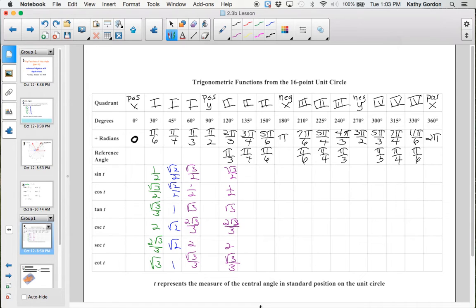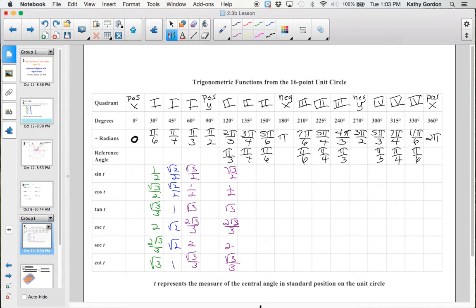But then what's going to change is what's going to be positive and what's going to be negative. Right? Because it's only in the first quadrant where everything gets to be positive. I'm now over here in the second quadrant. So now we got to start thinking about positives and negatives as well.